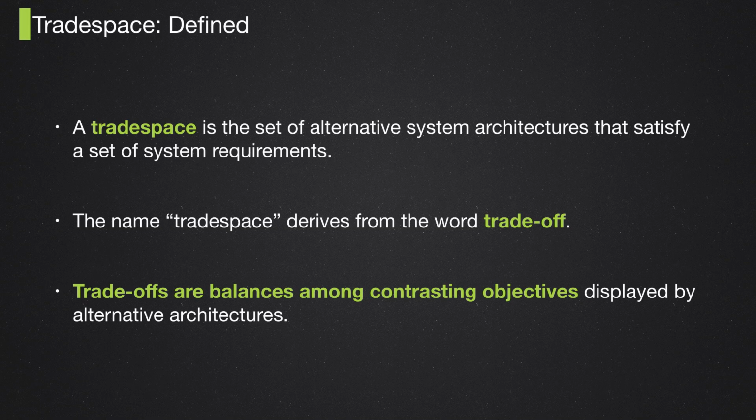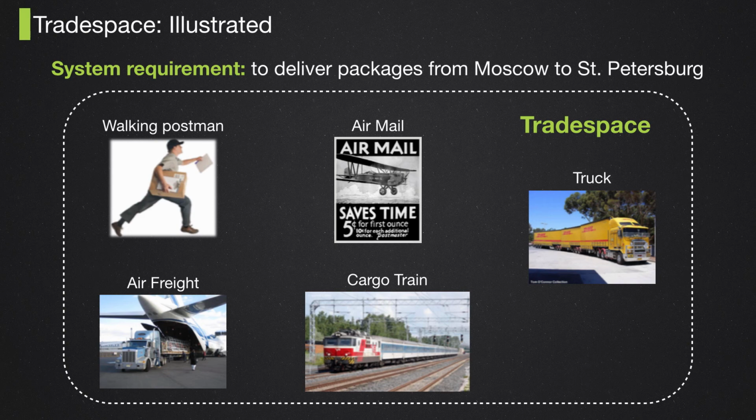Basically, to summarize, trade-offs are balances that occur among contrasting objectives that are displayed by alternative architectures. Some examples of contrasting objectives: I mentioned one before, performance and cost. Another one, from everyday life, is a mail shipping method. If you buy something from the internet, you can choose to have a quick delivery method for your items, but it's going to be expensive. Or you can have something that is inexpensive, but it's going to take more time.